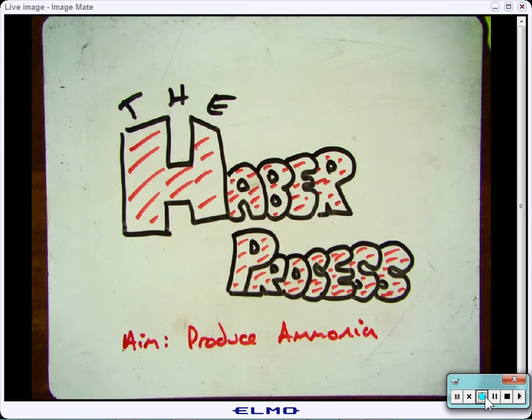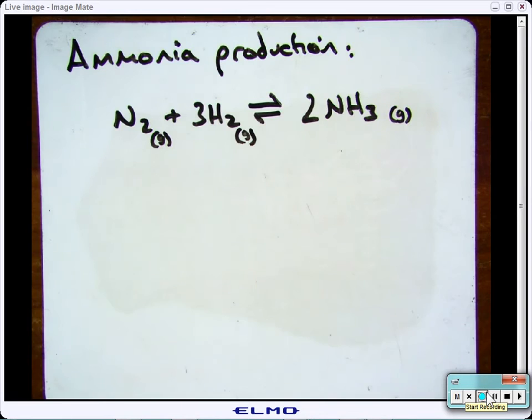This video is going to have a look at the Haber process. The main aim of the Haber process is to obtain and produce ammonia. So, looking back on the previous video, ammonia is used for fertilizers.